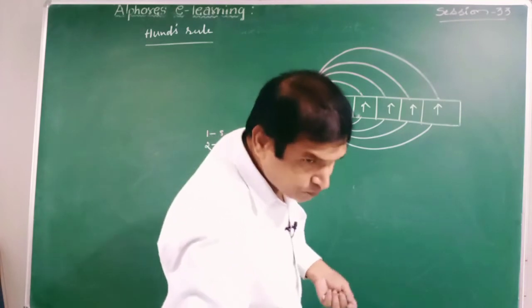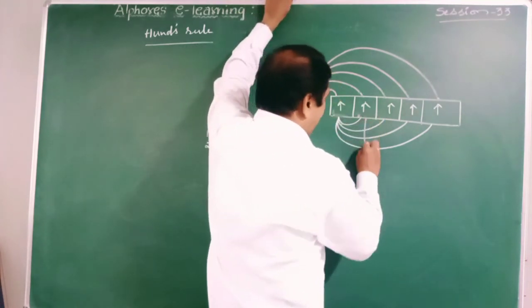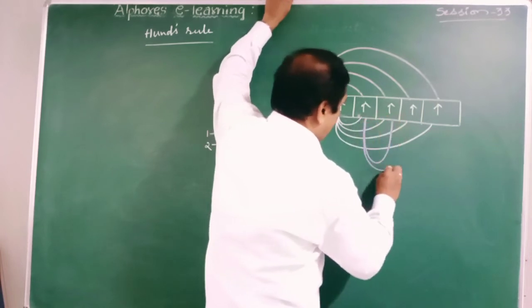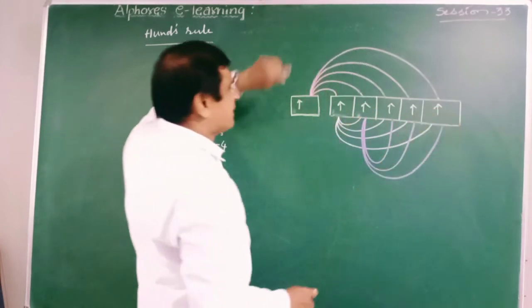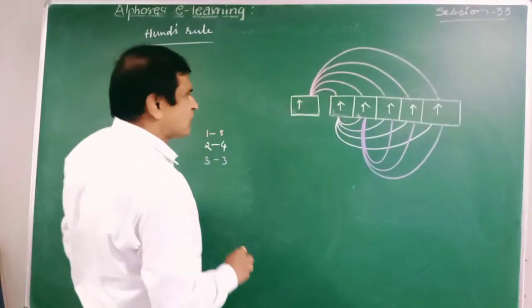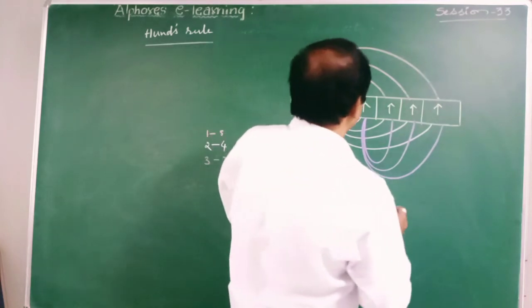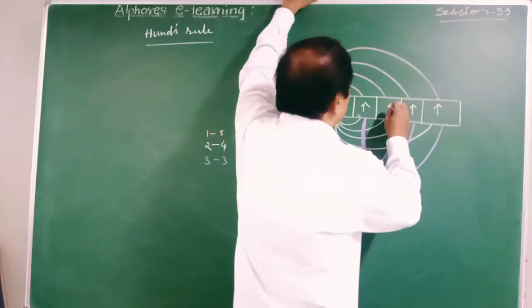Next, with the third electron, how many exchange pairs are possible? 1, 2, 3 exchange pairs are possible. With the third electron, 3 exchange pairs are possible. Then, next, with the fourth electron, let us see how many exchange pairs are possible.